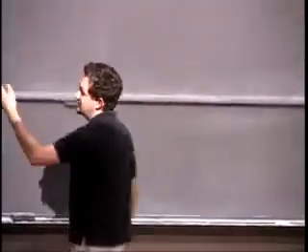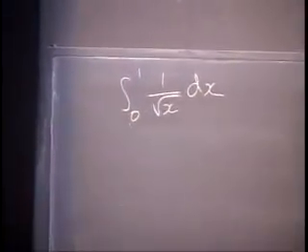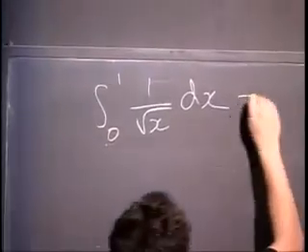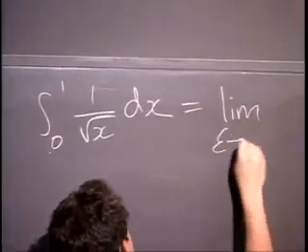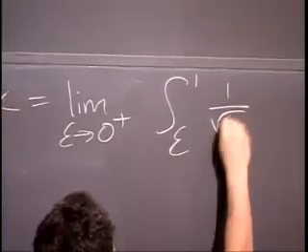Okay, well, integral of 1 over x diverges. How about the other one? Well, again, there's a blow up at 0. So we have to resort to this limiting definition. So we integrate from epsilon to 1.